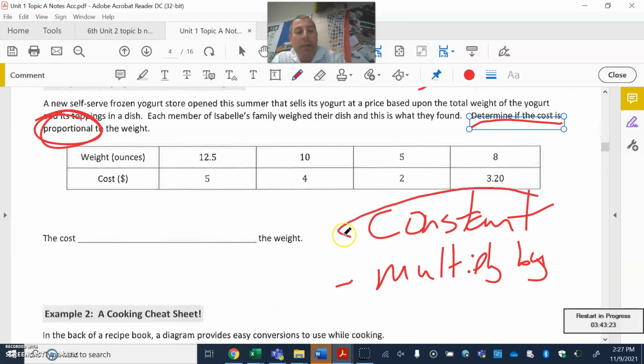So we're going to be after this. Where's the constant? Where's the constant? Who's got the constant? Did you find the constant? That's what we're going to be looking after here the entire time.